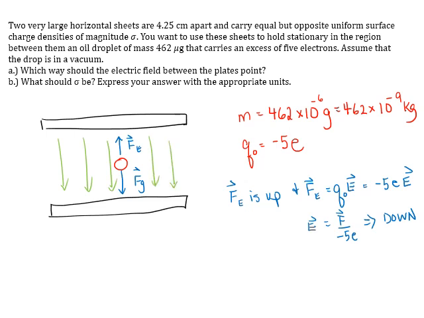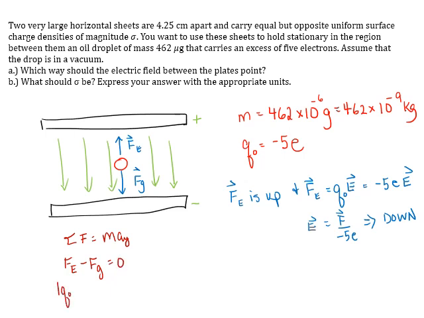If the electric field points down, it means our upper plate is positive and our lower plate is negative. To figure out sigma, let's think about doing Newton's second law here. The net force is the mass times the acceleration. The net force is the electric force up, subtract the weight down. That has to equal 0 because it's stationary.